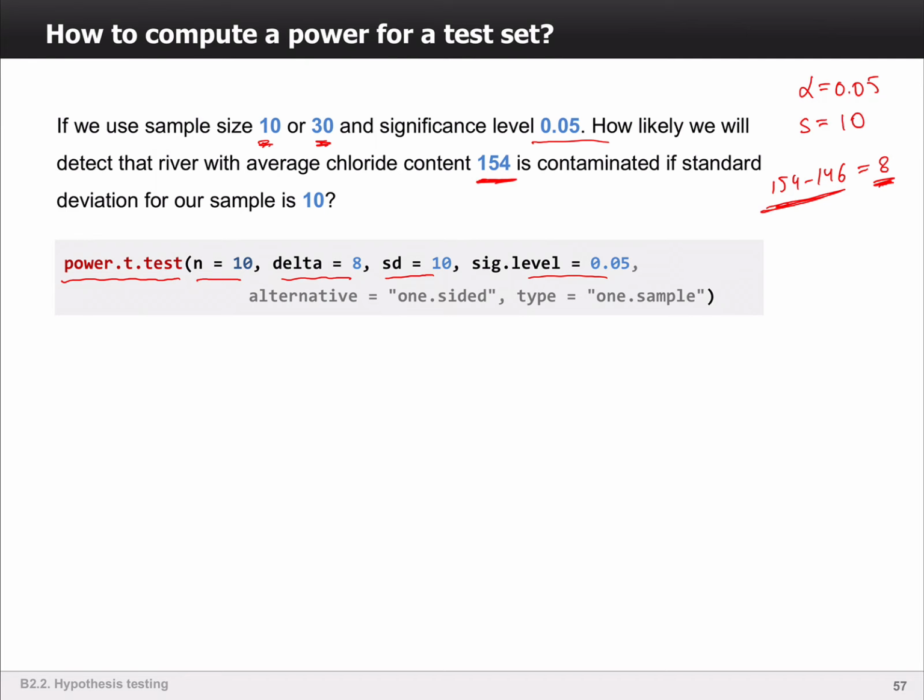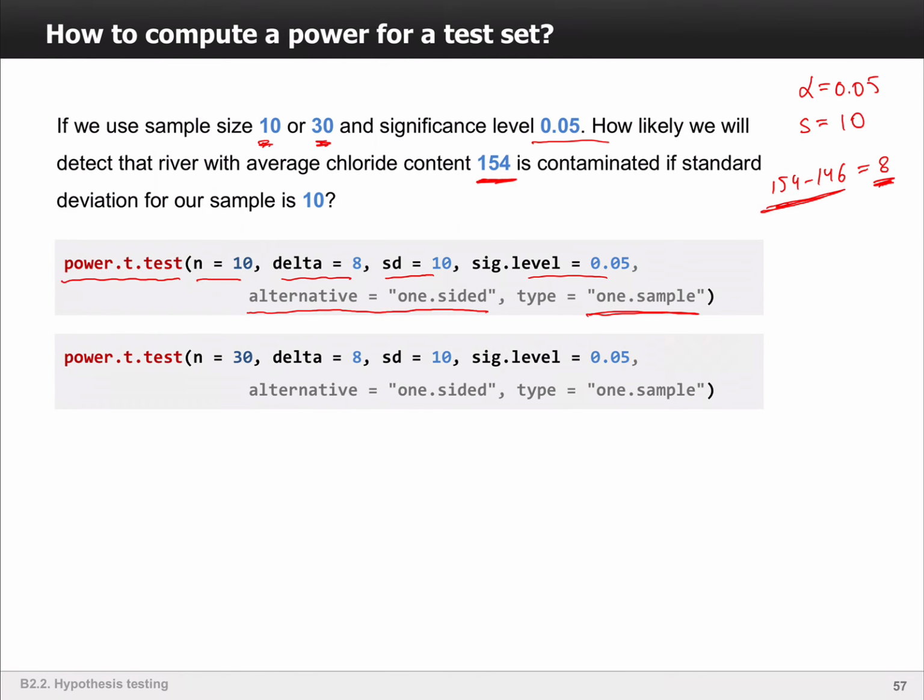And then there are two parameters that will be fixed. It's what kind of hypothesis we have. In this case, we use a one-sided t-test, right? So we take only one side, not both sides. And then we also use one sample, not two samples. I will not show you here, but you can use this function also for a two-sample t-test. For example, can you see a difference between two groups if indeed it's present? Okay. So that's for n equal to 10, and this is for n equal to 30.